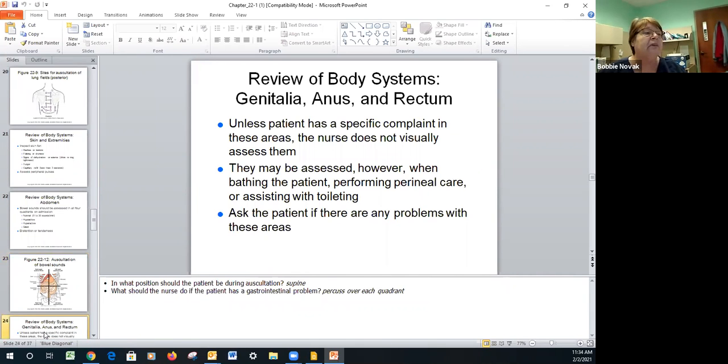And then finally, we're going to review the genitalia, anus, and rectum, and only unless there's an issue with these areas do we have to actually look at them, okay? They can be assessed when you're bathing your patient or performing pericare, but you always ask your patient if they have any issues with urination or bowel movements or something like that, hemorrhoids.